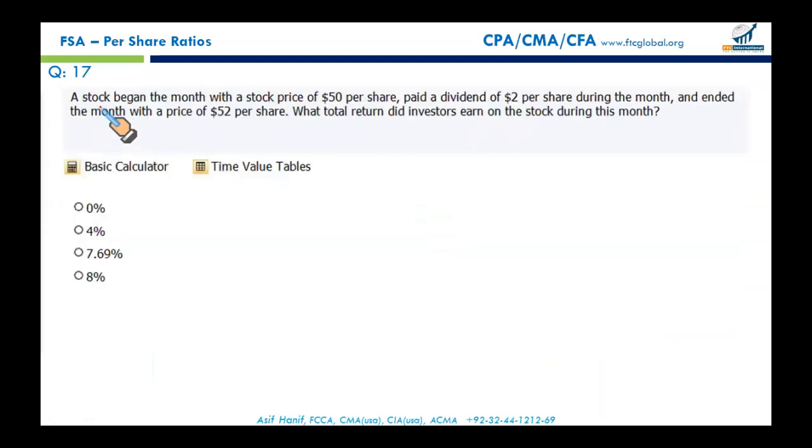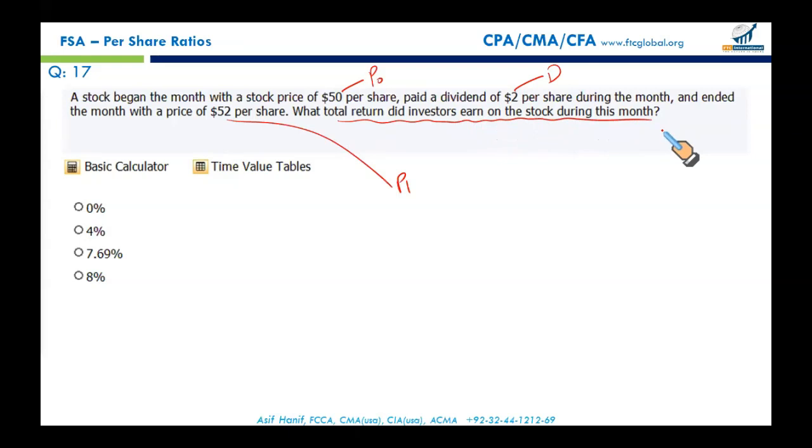I hope you would remember this one. This question requires you to calculate the holding period return. A stock began the month with a stock price of $50, call it the P naught, the starting price. Paid a dividend of $2, call it D, the dividend. And the ending month price is 52, call it the P1 or PE. What is the total return did the investor earn on the stock price during this month?